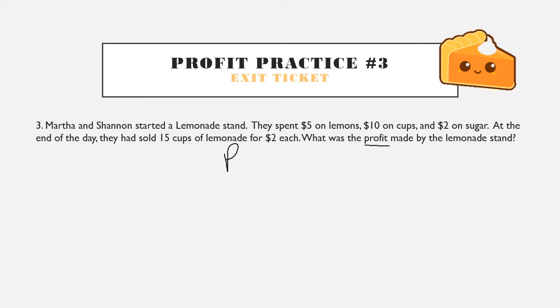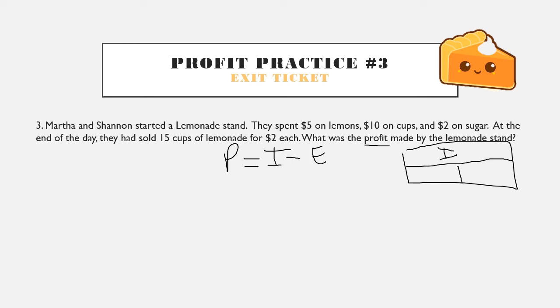So remember, profit equals income minus expenses. So what was that income? How much money did they make total? How much money did they spend on supplies and things? And then how much money did they make? That's what we're solving. I would first figure out what's my total income and what are my total expenses, and then solve. Pause it here and play for the answer.